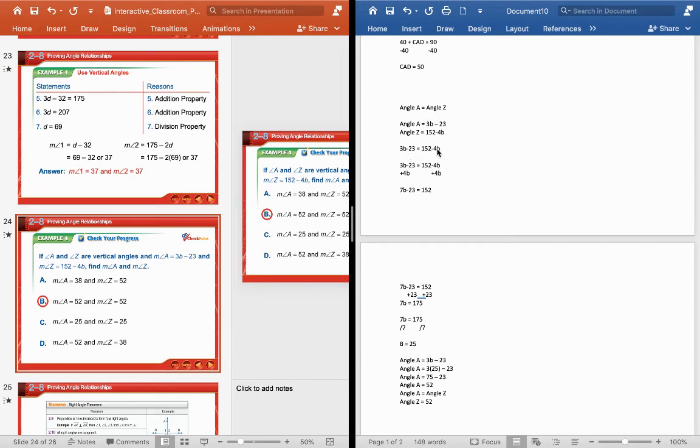So they equal each other. I like to get all my variables, variables are the letters for you guys that don't know, to one side, and that's one of the first things I like to do. And I always try and move the smaller one.